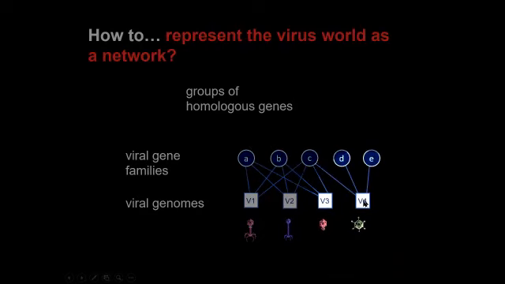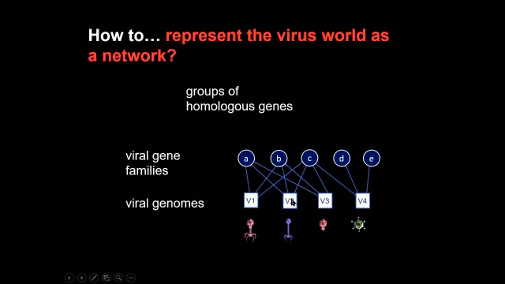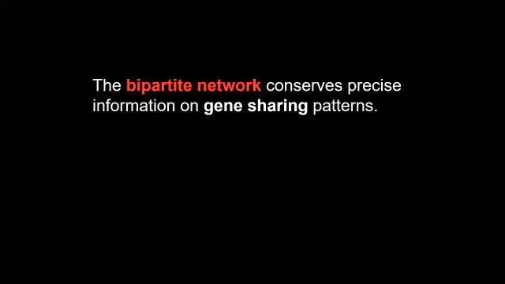Now you see this is a real network, but it has 2 kinds of nodes. On the one side, we have the viruses. On the other side, we have the viral gene families. And then we have a connection if a particular gene family is present in the genome of a particular virus. So this representation of the contents of viral genomes, the bipartite network, contains all the information about the gene sharing patterns between viruses.